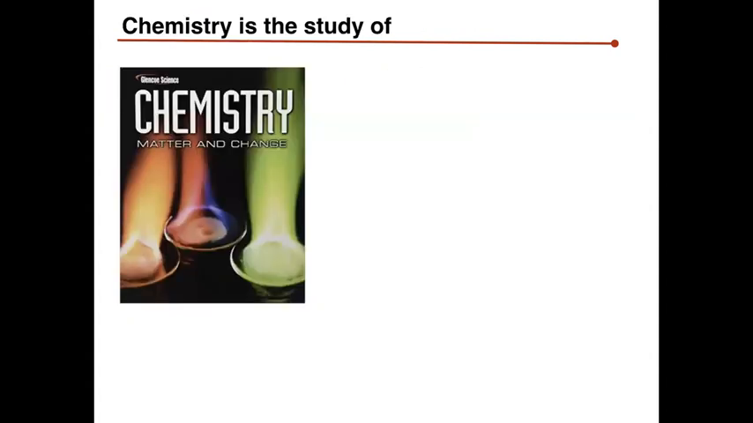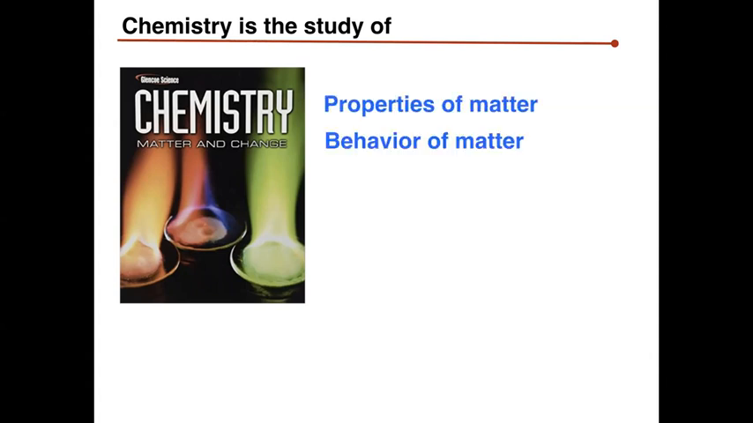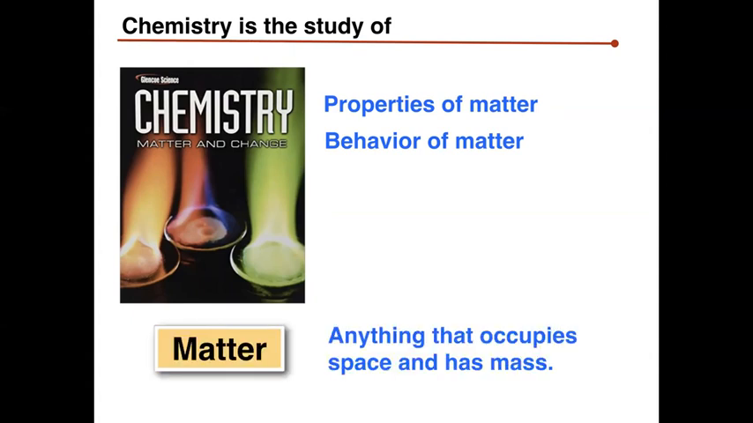Before we get into the detail of everything that we're going to learn for the rest of the term, I would like to establish what chemistry is exactly, so that we know the scope of what we are going to look at. Chemistry is the study of the properties of matter and also the behavior of matter. So what is matter? Matter is anything that occupies space and has mass.